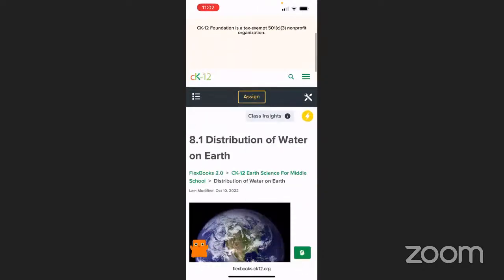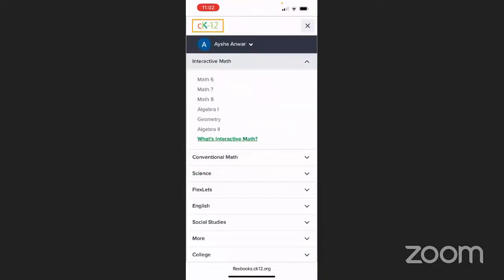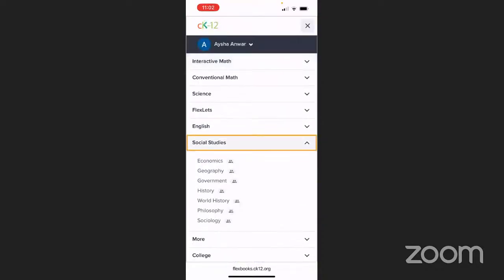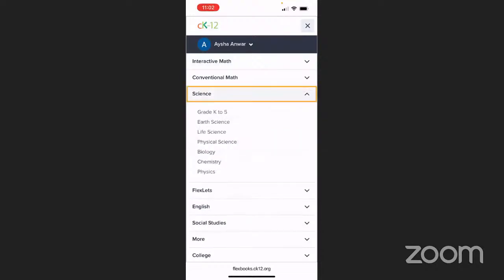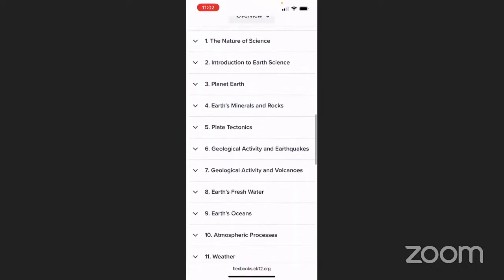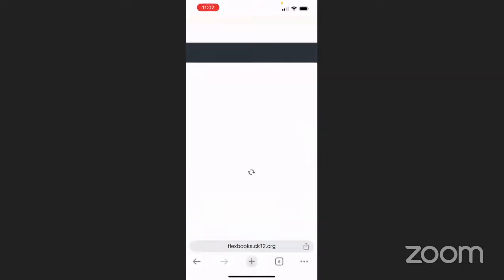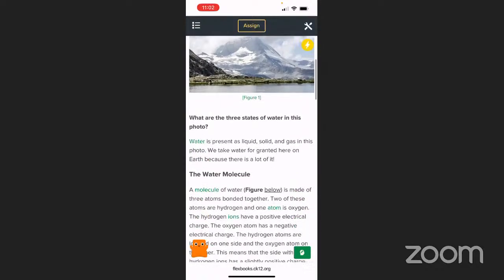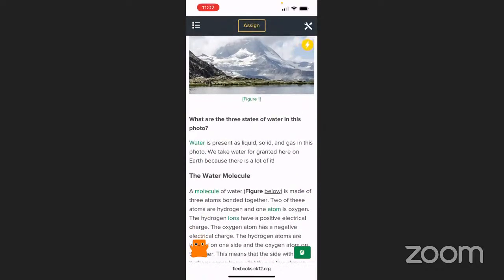So we are on 8.1. Please go over the readings, okay? We're still on Earth Sciences, so states of water. Can you read, Haika? What are the 3 states of water in this photo? Water is present as liquid, solid, and gas. In this photo, we take water for granted here on Earth because there's a lot of it.